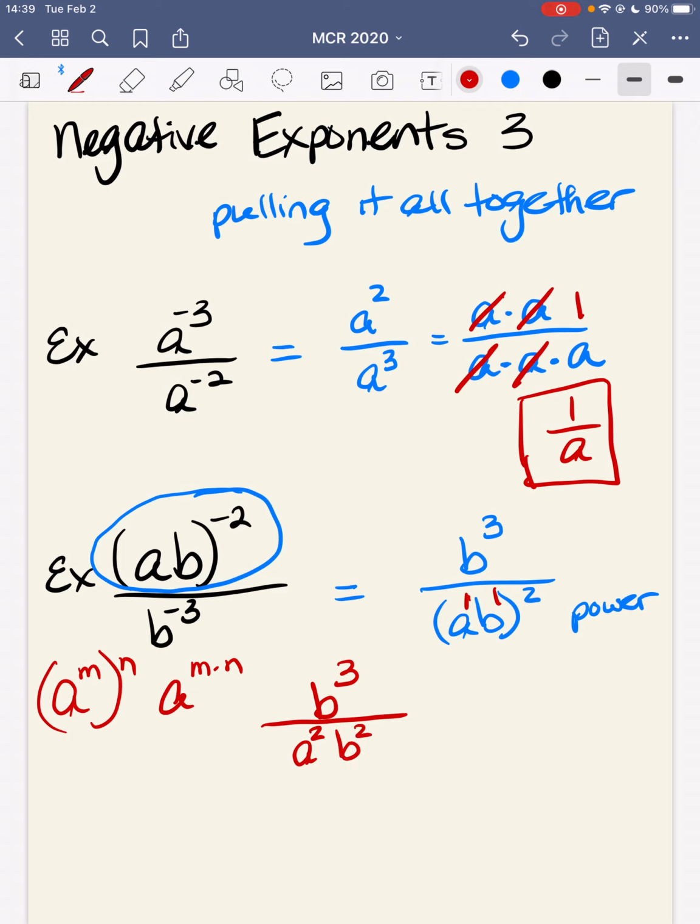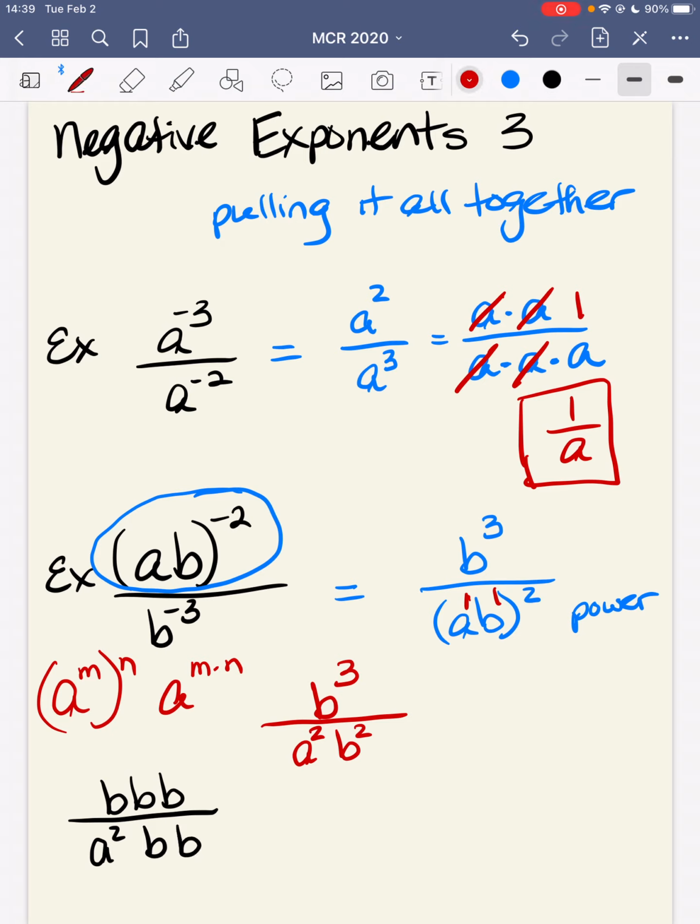Once I have it here, now I can go ahead and simplify. All right? I'm going to write them out for a while. There's other ways to go ahead and do that. But for right now, I'm going to say, okay, on the top, I have 3 b's. I'm not going to have any a's to cancel, so I'm not going to bother writing the a's out. But I have 2 b's.